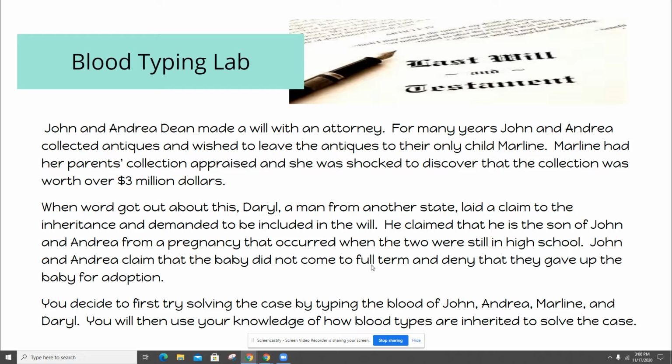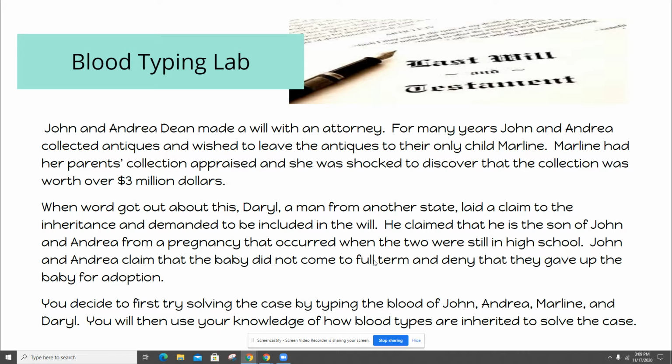He claimed that he is the son of John and Andrea from a pregnancy that occurred when the two were still in high school. John and Andrea claimed that the baby did not come to full term and denied that they ever gave the baby up for adoption. You decide to first try solving the case by typing the blood of John, Andrea, Marlene, and Daryl. You will then use your knowledge of how blood types are inherited to solve the case.